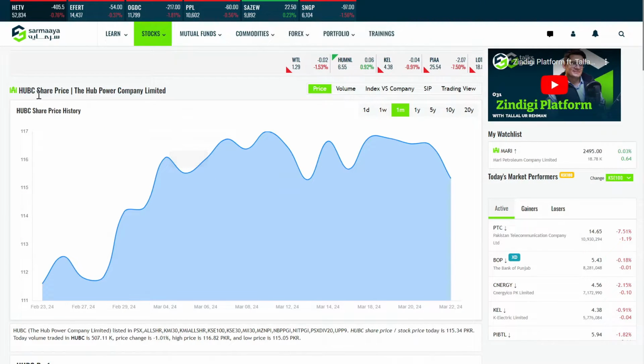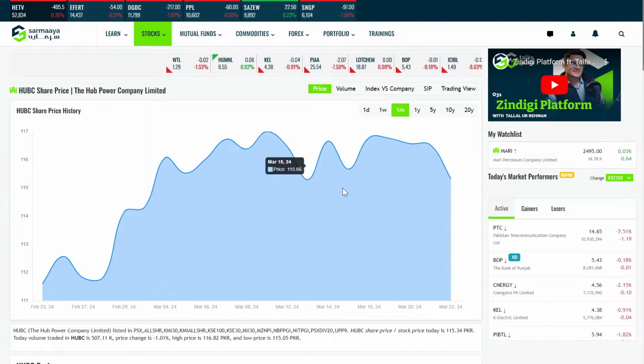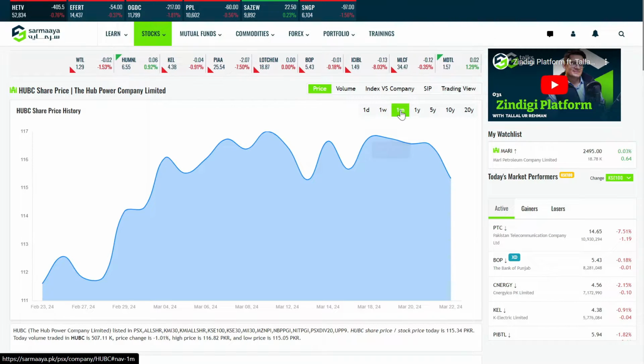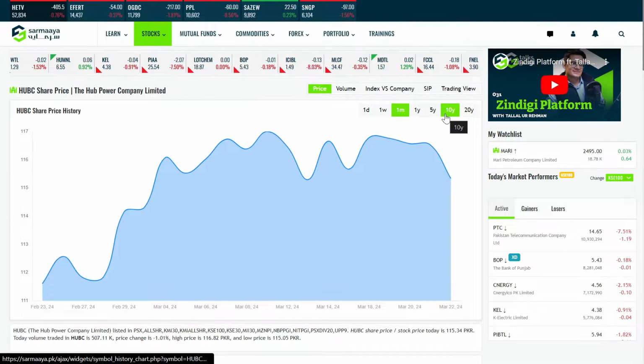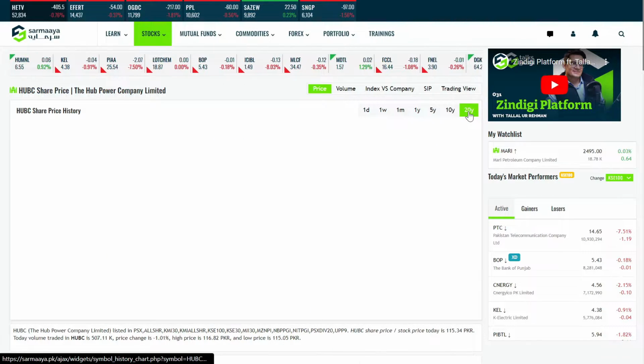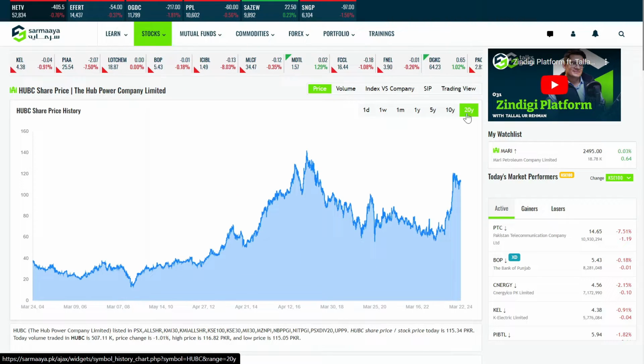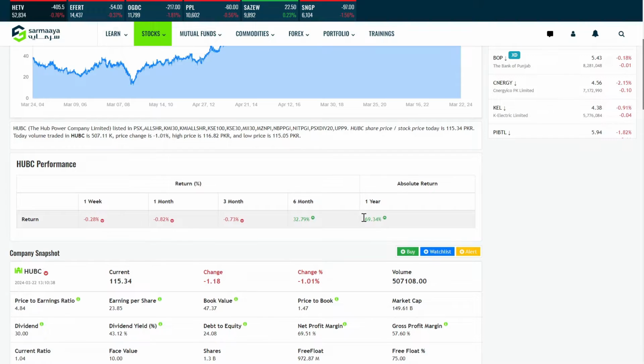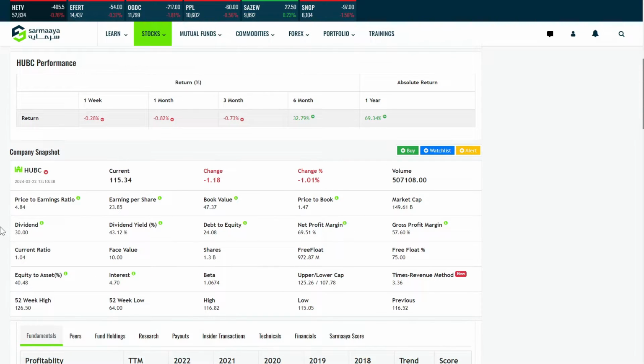What you can do is right click on this and open it in a new tab, and in the new tab you will see that the Hub Power Company complete page is available. You can see the price graph or price history for day, month, year, and 5 year, 10 years, and 20 years periods. So you can just click the 20 years period and see how the price of the share fluctuated in the past. But in order to find out the dividend yield, you need to look at this company snapshot.